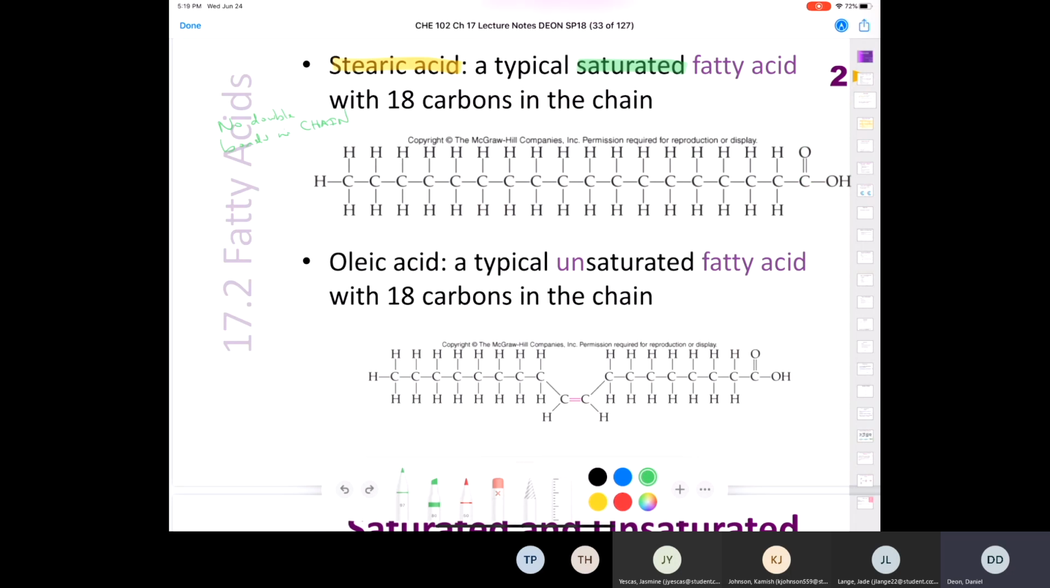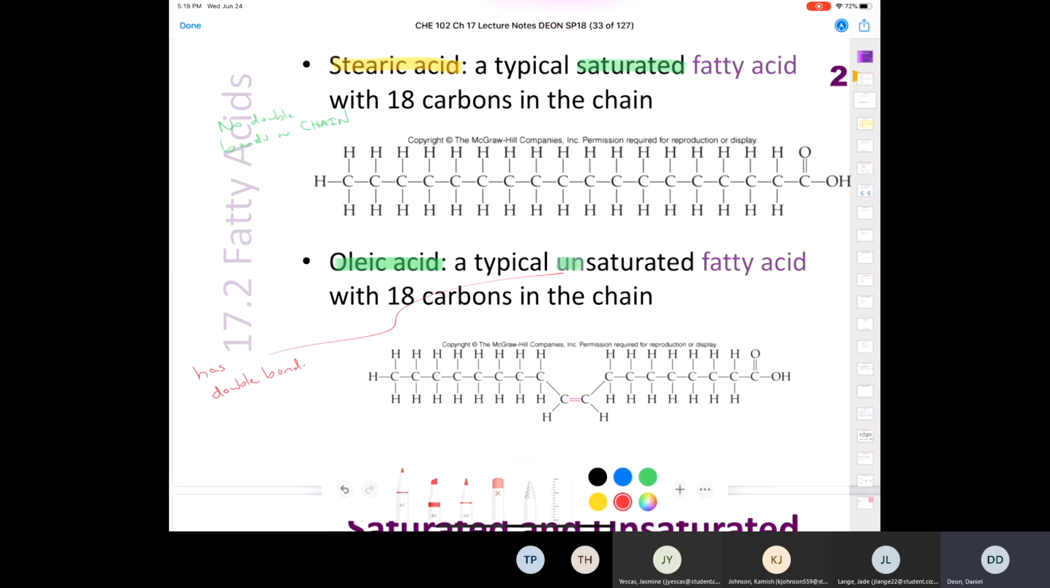So there's no double bond in the chain, whereas if we take a look at oleic acid, it says it's a typical unsaturated fatty acid. Why is it unsaturated? Because you can tell right there, it's got a nice, tasty double bond in it, okay? So it says here that oleic acid is also a fatty acid with 18 carbons in the chain, but it is unsaturated. Why? Because it's got a double bond. We could even write that down. We could say unsaturated, has double bond, okay? So let's just scribble that in there. It has a double bond, right?